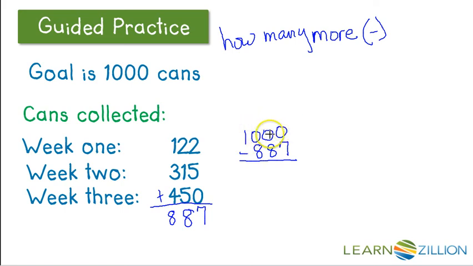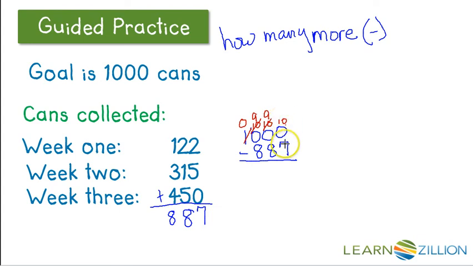So we can't borrow here, we can't borrow here, so we have to go all the way to this one to borrow. Let me try a different color real quick. Alright, so we're going to cross that out. That becomes a 0, and this becomes a 10. Now we can borrow for this 0. This we cross out, that becomes a 9, and this becomes a 10. And then we need to borrow for this. We cross that out. This becomes a 9, and this becomes a 10.